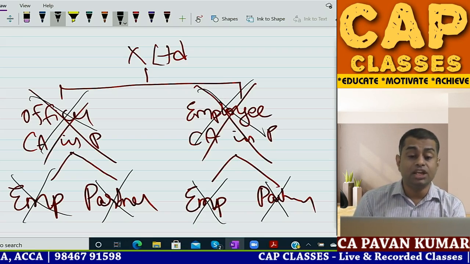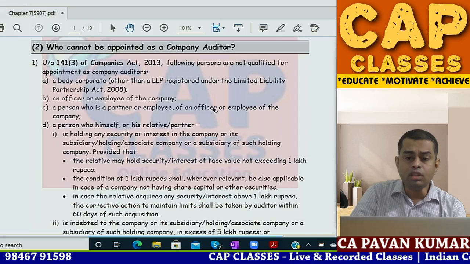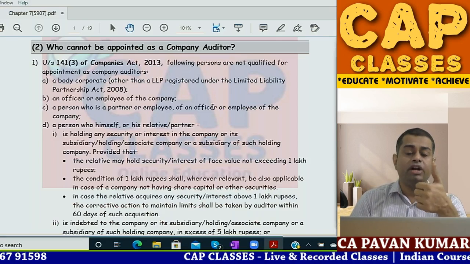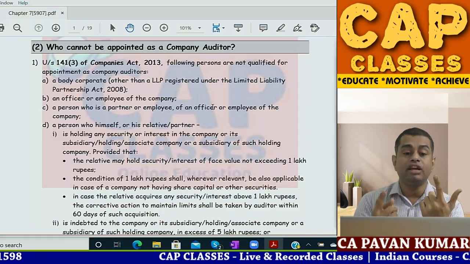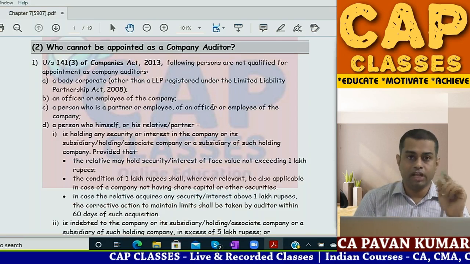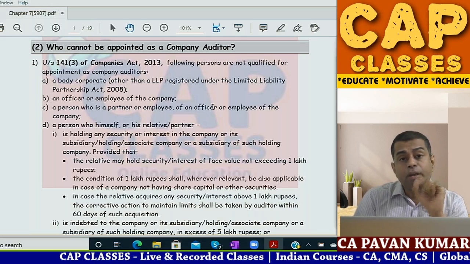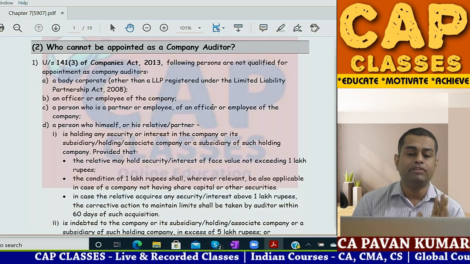So, this is your item number C. What is the first one? The first one is body corporate. The second one is officer or employee of the company. The third one is partner or employee of part B. In part B, officer and employee is there. Part C says partner or employee of B is also disqualified.